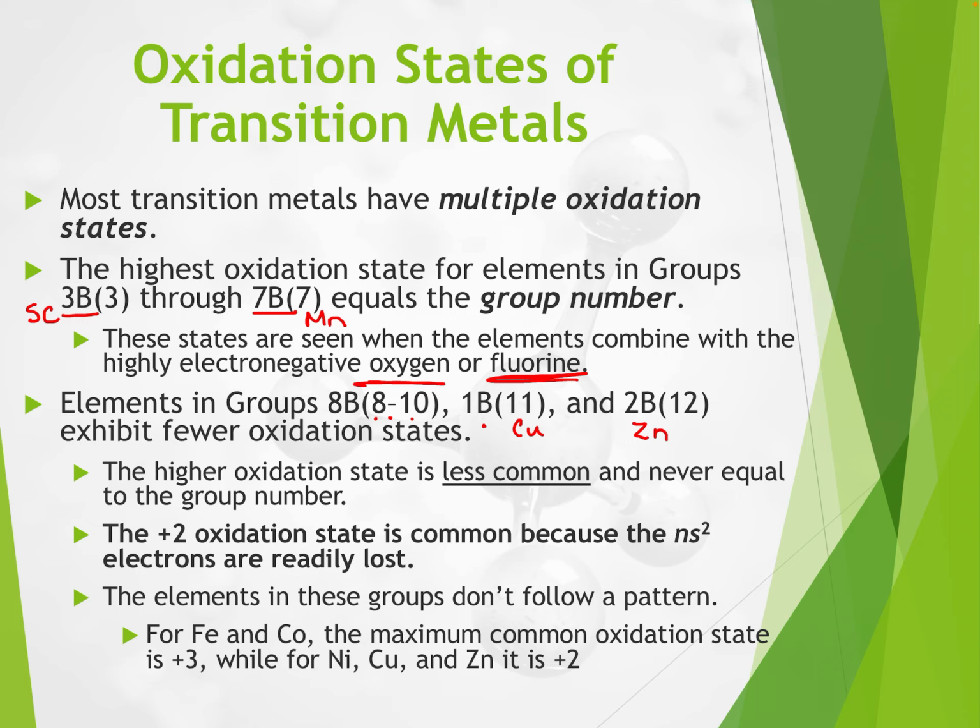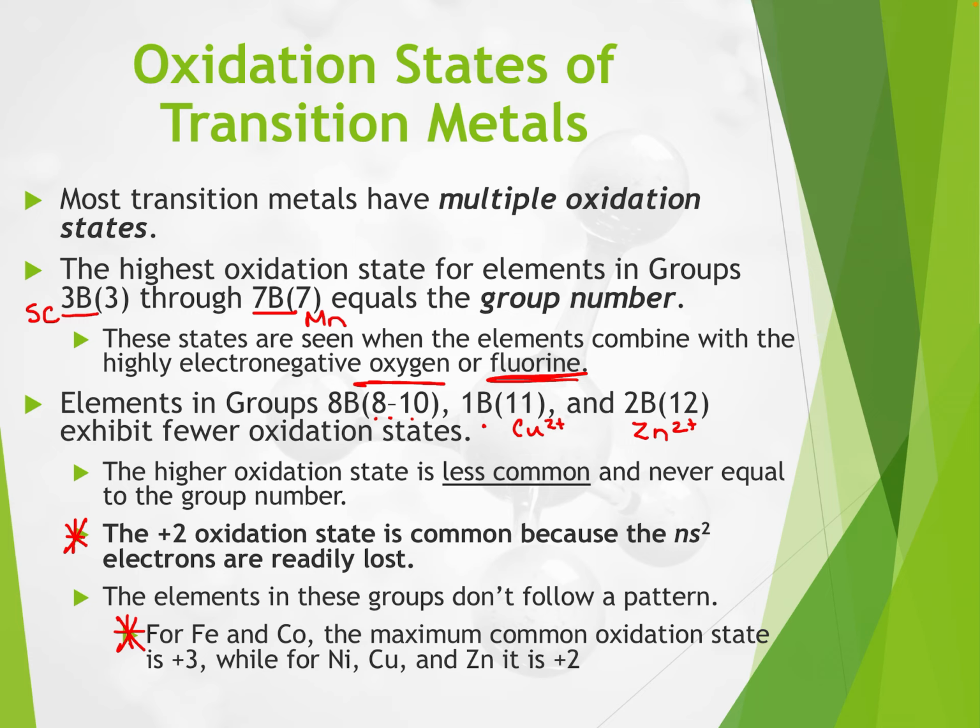Normally what happens is they will form a 2+ oxidation state really commonly because they've lost their S electrons. They've lost their 4s or their 5s electrons. Those are the outer shell electrons, and they're really easy to lose. So that's why we're seeing copper makes a 2+, zinc makes a 2+, right? A 2+ oxidation state, super common. But otherwise, they don't really form a pattern. I've included this here. These are the most common. When we're asking for the most common maximum oxidation state for iron and cobalt, that'll be +3, and for nickel, copper, and zinc, it's +2. So that would be kind of handy for you to have.